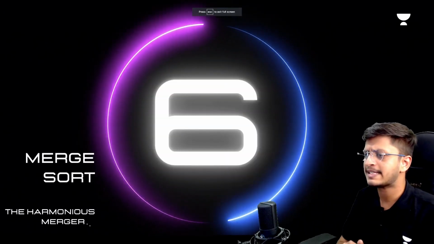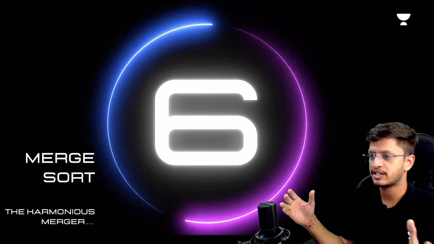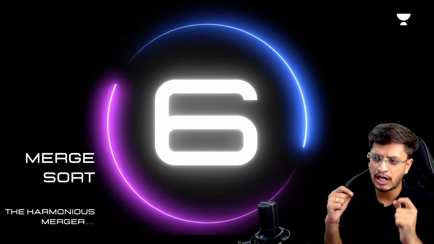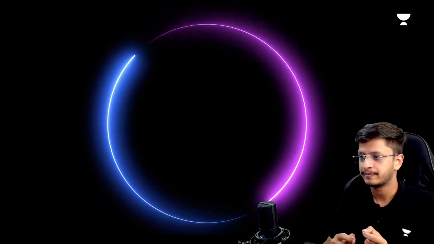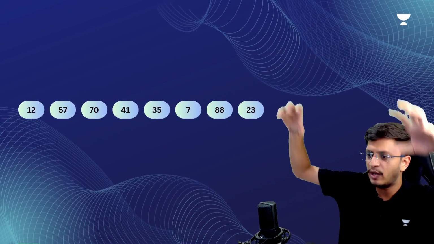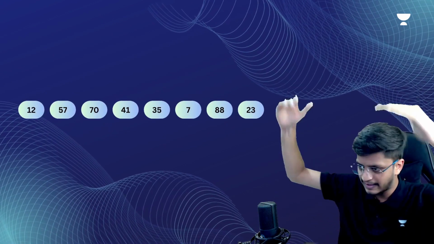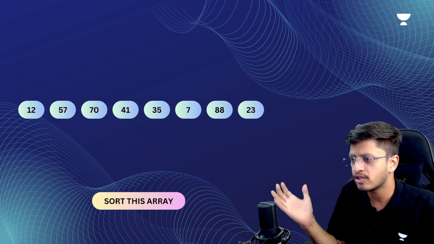So the next algorithm is the merge sort algorithm, and I'm calling it the harmonious merger. There is a very interesting concept on how merge sort works, and that concept is called divide and conquer. It divides the array in equal halves and then conquers it, then sorts it. So let's say this is the array and our problem statement is the same. We want to sort this array.